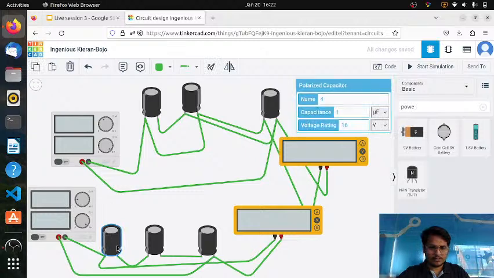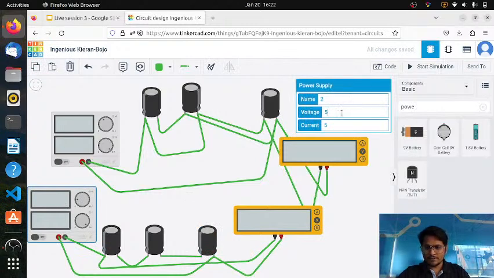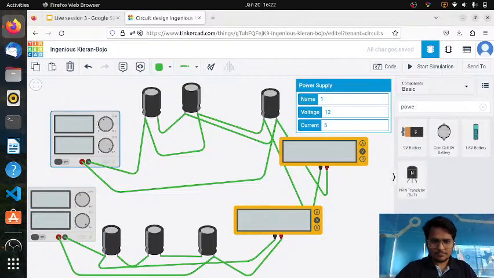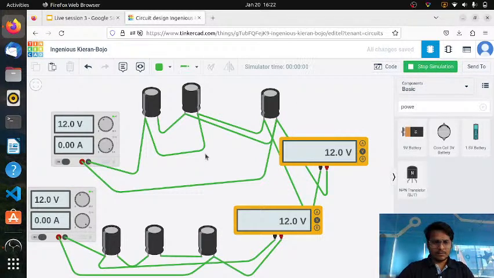Let me choose the value 1 microfarad, 1 microfarad, 1 microfarad. We have to keep everything same in series and in parallel. So both is same. Here also I have put it 12 volt. In this power supply also I am providing 12 volt. Let me turn on this again. Okay. In both circuit you can see we are providing 12 volt and on the multimeter it is showing 12 volt. But the top one is parallel combination and the down one is series combination of the capacitors.